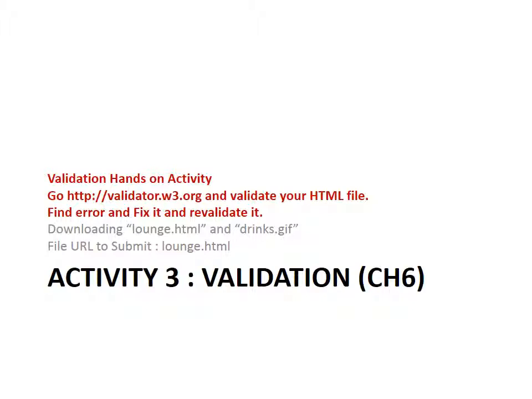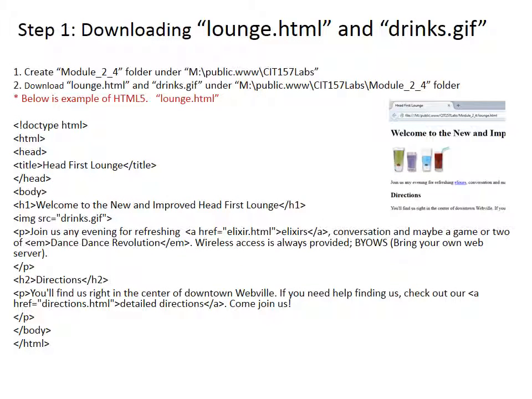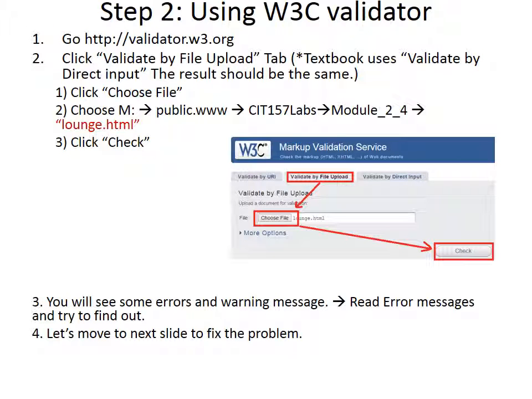In this activity, you will download a web page and an image for the W3C Web Validation experience. Download launch.html and twink.gif into the proper folder. Then go to the http://validator.w3.org webpage and upload the file. Then click the check button. Then you will get error and warning messages.